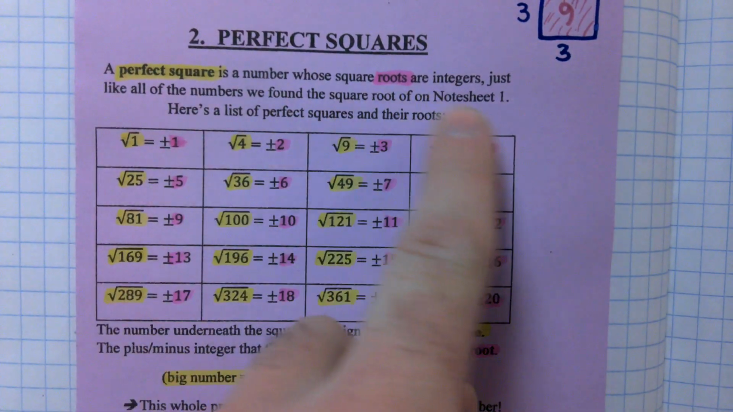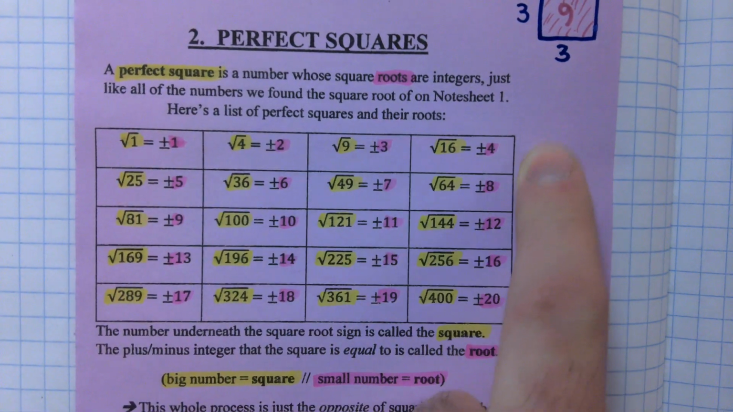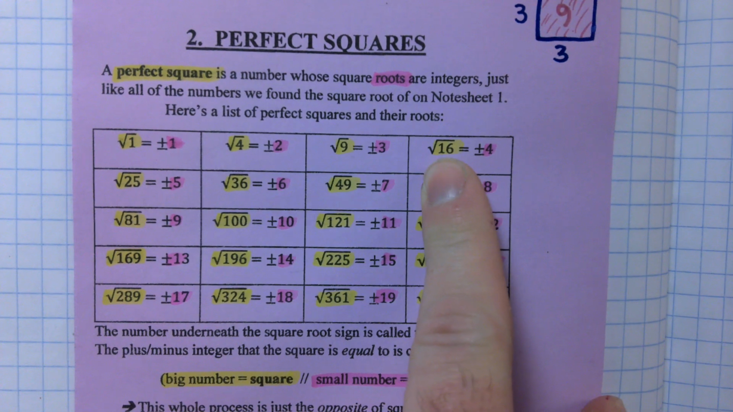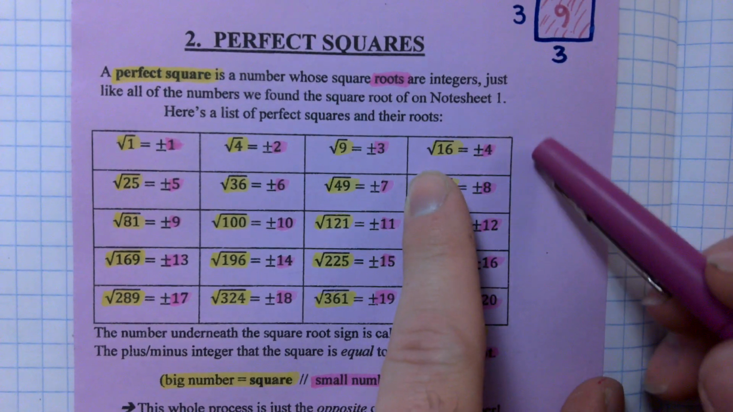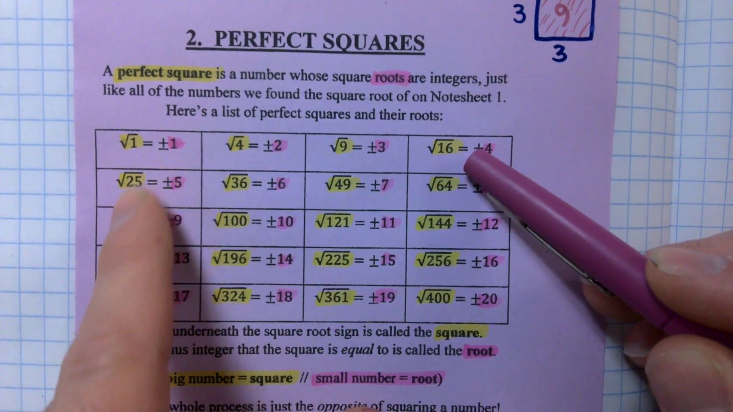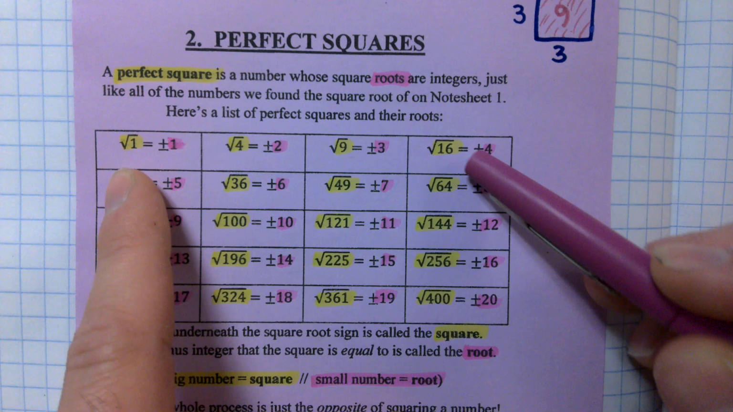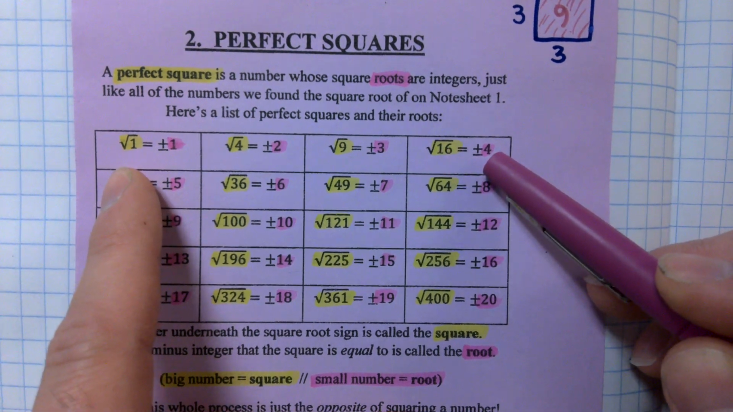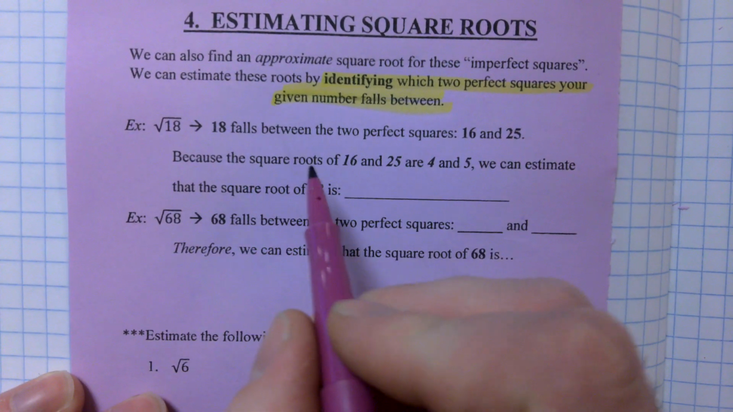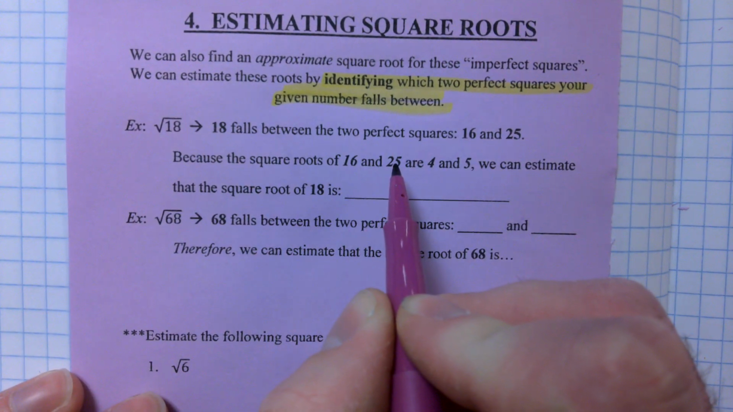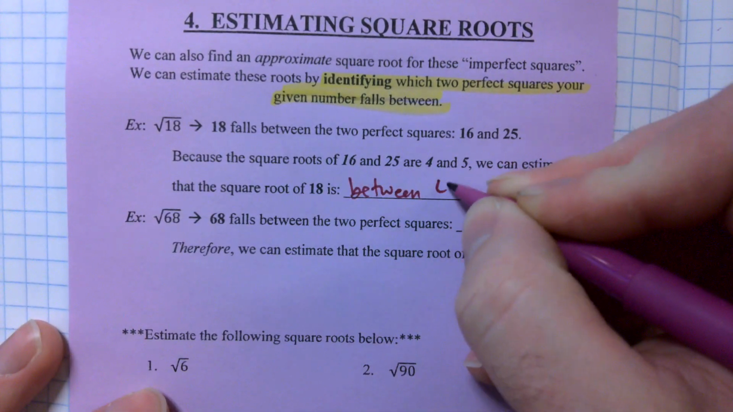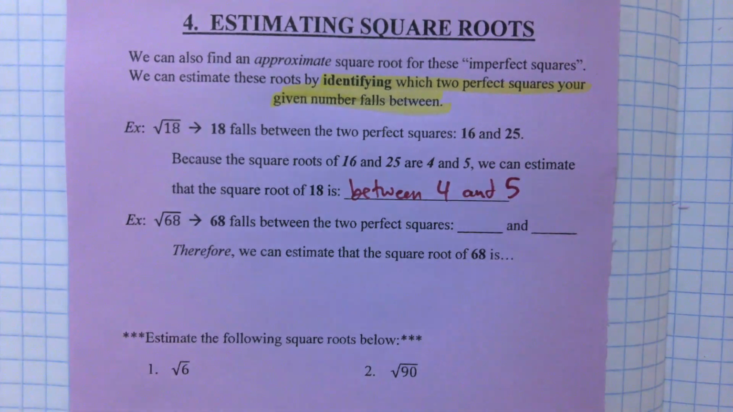Which perfect square is the closest to 18, would you say? Probably 16, right? Is 18 more than 16 or less than 16? 18 is more than 16. So the square root of 18 is going to be somewhere in between 16 and 25. Everybody get that so far? Yeah? Well, what's the square root of 16? 4. And what's the square root of 25? 5. So if the square root of 18 is somewhere between the square root of 16 and the square root of 25, then my answer is going to be somewhere between 4 and 5.